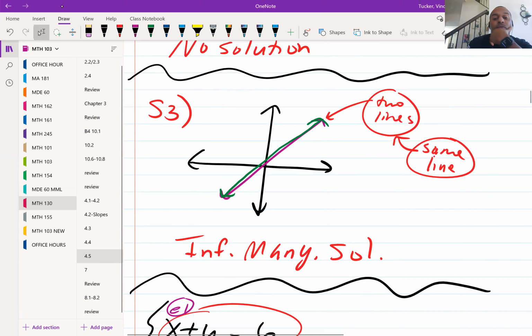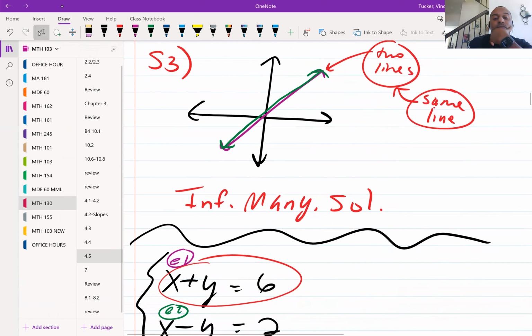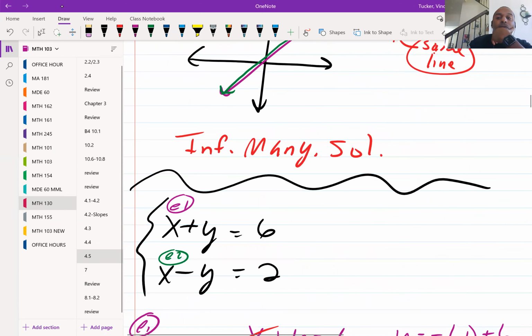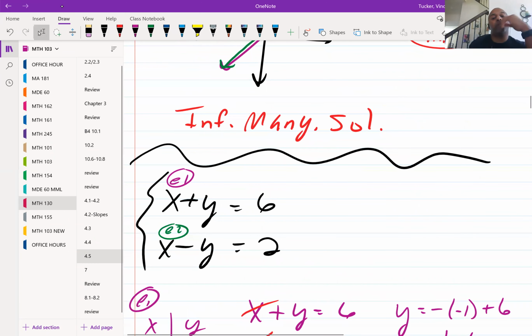Can we scroll up? All right. So let's look at the first one. This is the actual first example that I gave you: x plus y equals 6, x minus y equals 2. If we do this correctly, I'm going to graph both lines, and when they intersect, it should be (4, 2).